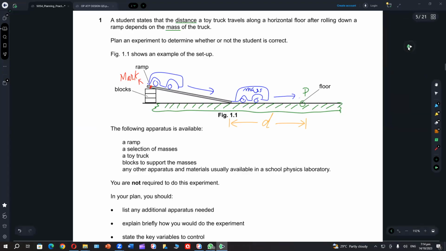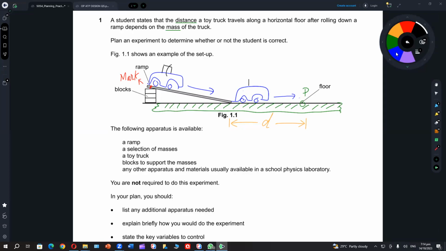Now, how can I put the mass on this toy truck? If the truck is in the shape of a carrier, I can put the mass inside it, or I can put the mass on the truck and tape it. Look, this is the mass, and I put a tape on it. So I can put the mass on the toy truck. So I have upgraded the experiment diagram.